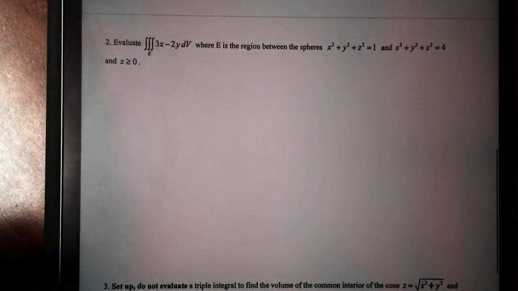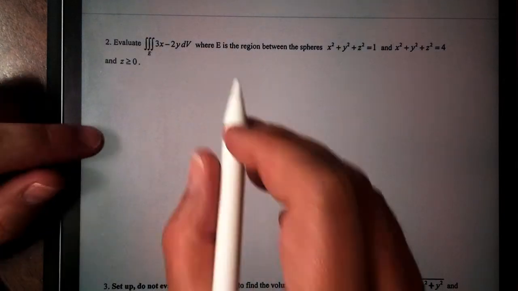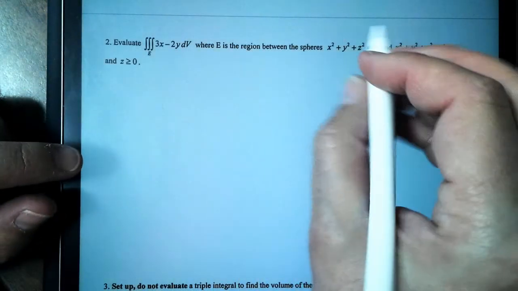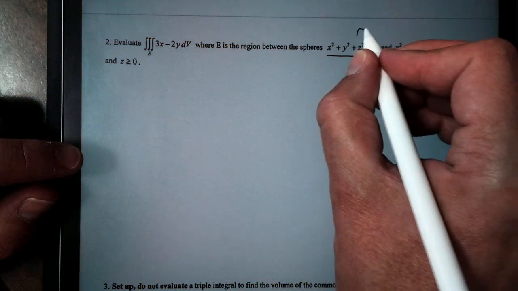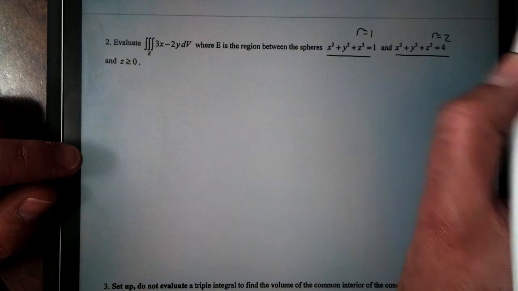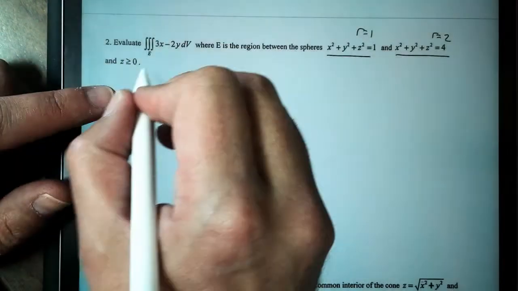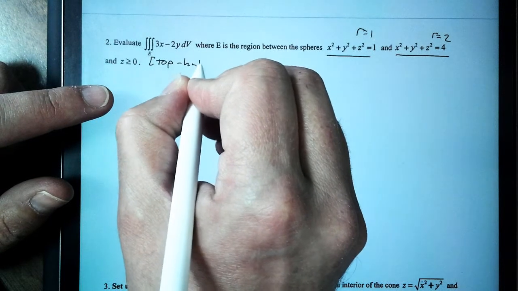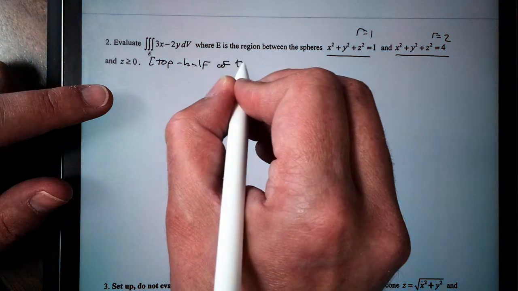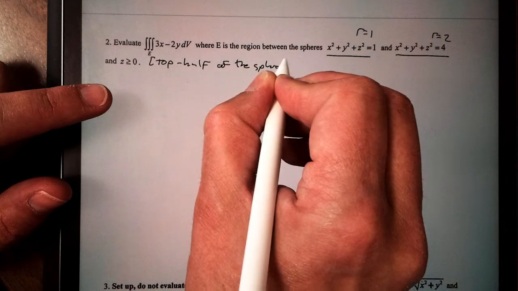For number 2, we are asked to evaluate this integral where E is the region between the two spheres. Our first sphere has a radius of 1, our second has a radius of 2. And z is greater than 0. So this is telling us we only want the top half of the sphere right here.